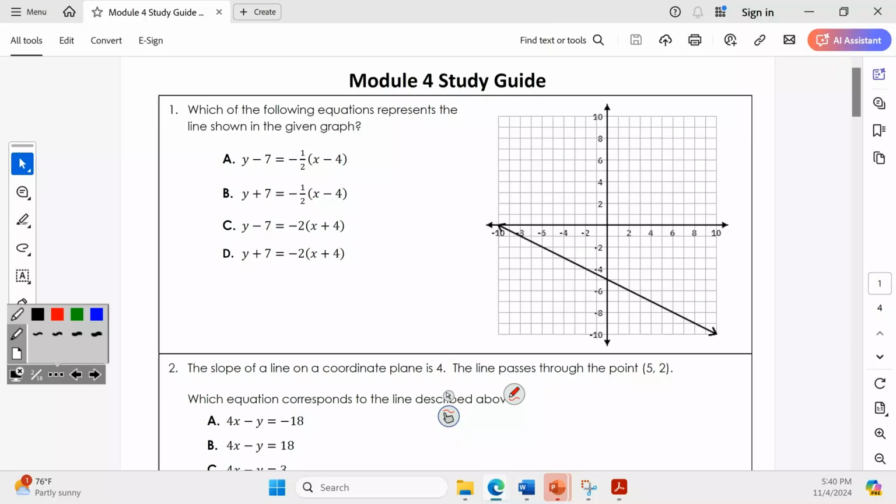All right, in this video, we're going to be going over the Module 4 study guide. This isn't going to be the PowerPoints like it normally is, but hopefully this will help prepare you for the test. All right, so here we have our graphed line.